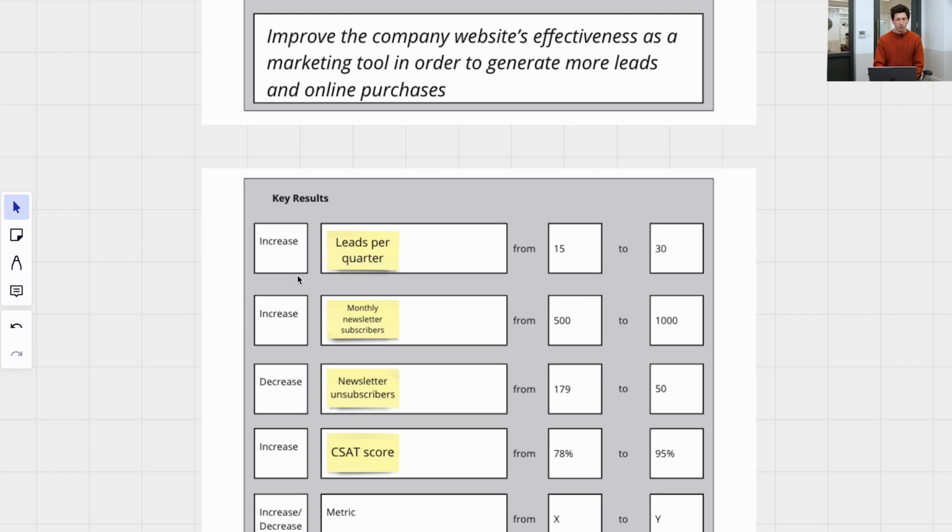So they came up with key results such as increase the leads per quarter from 15 to 30, increase monthly newsletter subscribers from 500 to 1,000, decrease the newsletter unsubscribers from 179 to 50, and increase the CSAT score from 78% to 95%.